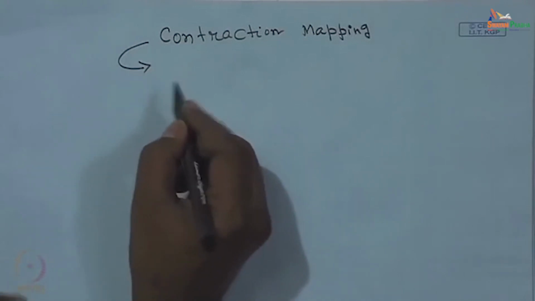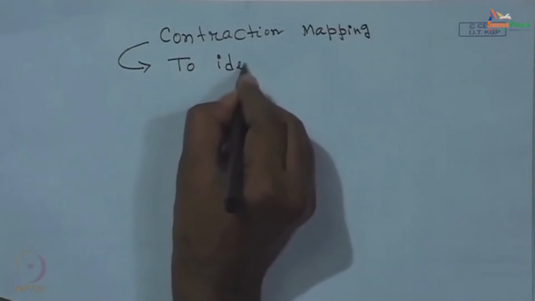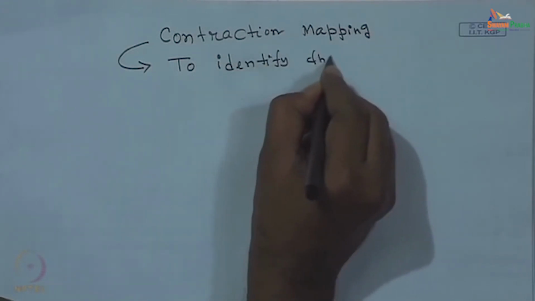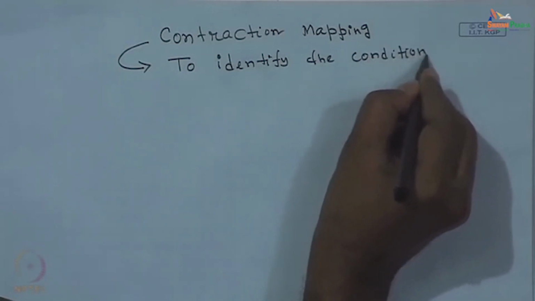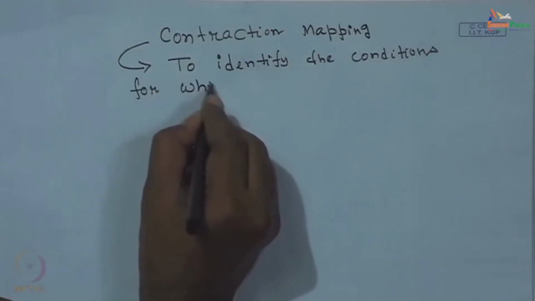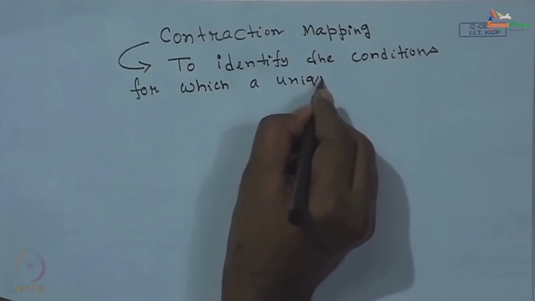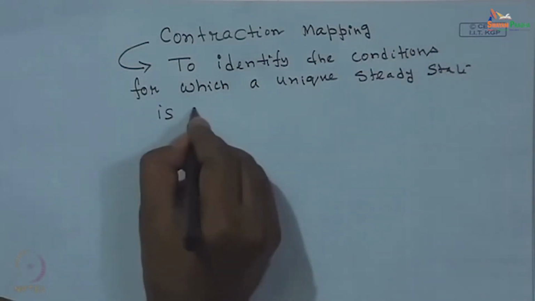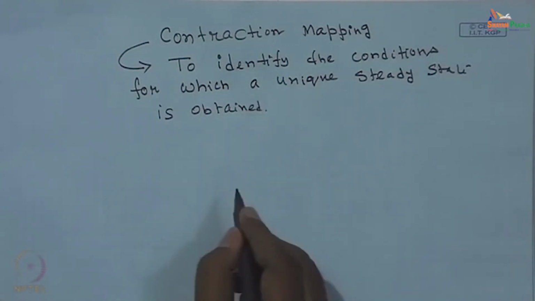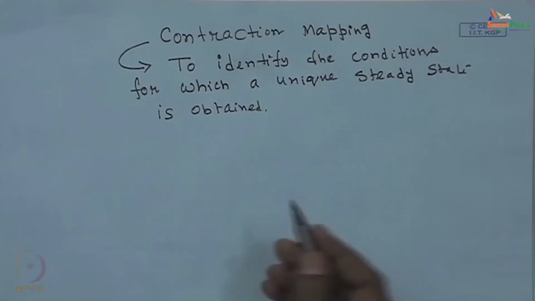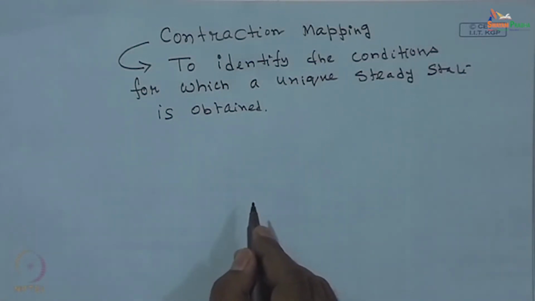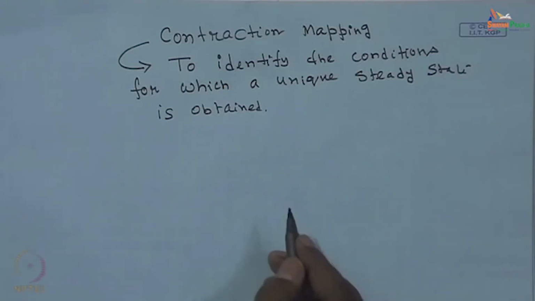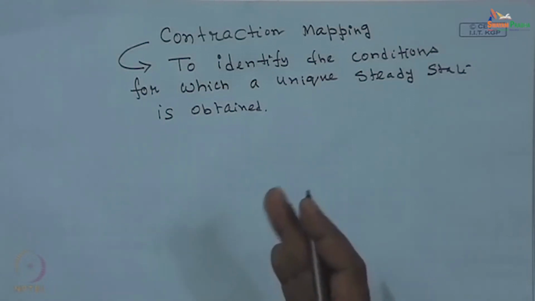So, the utility of this technique is to identify the conditions for which a unique steady state is obtained. What we will do, we will have the mathematical formulation of this contraction mapping, and we will look into the theory of this development, and then we will be taking up a couple of examples, maybe 4 or 5 examples of different chemical engineering systems to demonstrate the use of contraction mapping in order to identify the conditions for having a unique steady state.